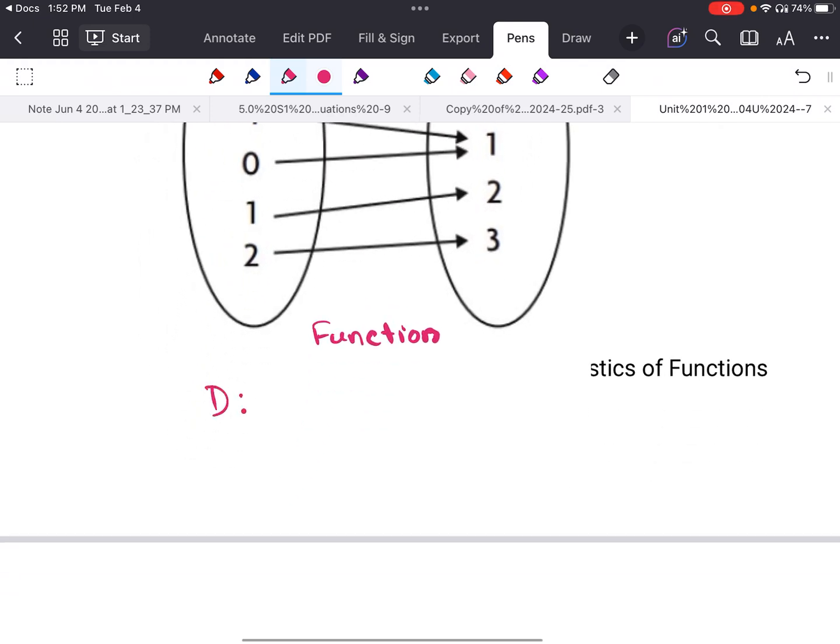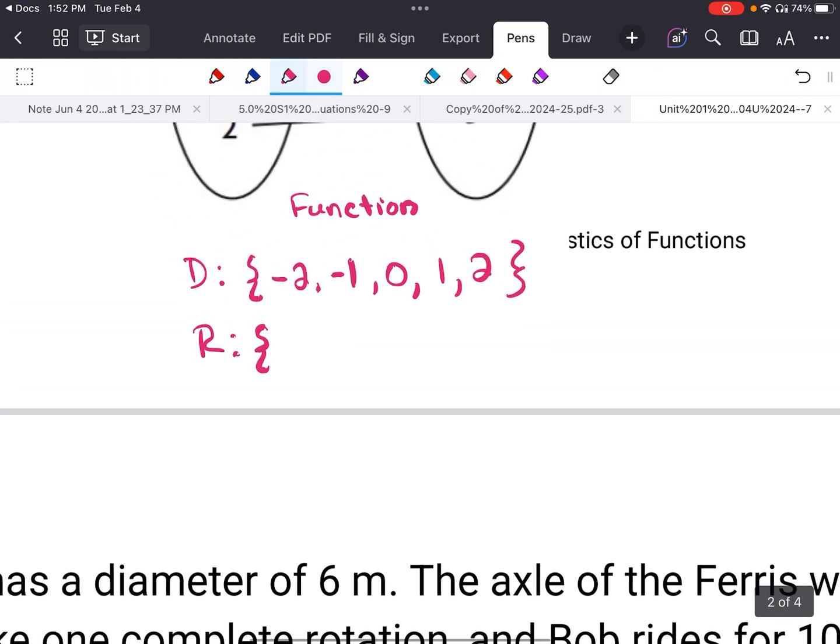Okay, and then the domain, because it's an actual list, we list the numbers. So the domain is -2, -1, 0, 1, and 2. And the range is 0, 1, 2, and 3.